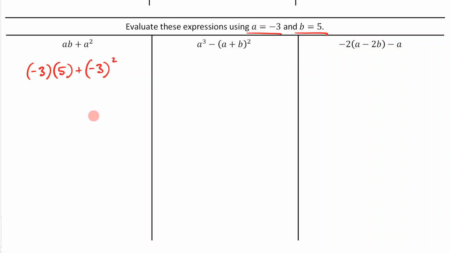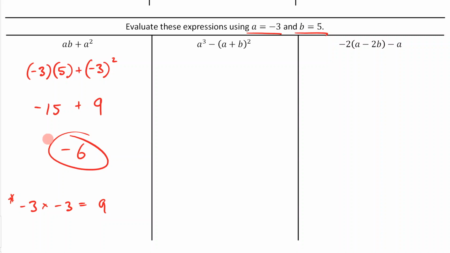What is -3 squared? So remember, that's going to be negative 3 times negative 3, which is going to be positive 9 because the negatives cancel. So that means I'm going to get a 9 here. Now I'm going to plus onto that. What's negative 3 times 5? That's going to be negative 15. Now I've got negative 15 plus 9. That's going to be negative 6.